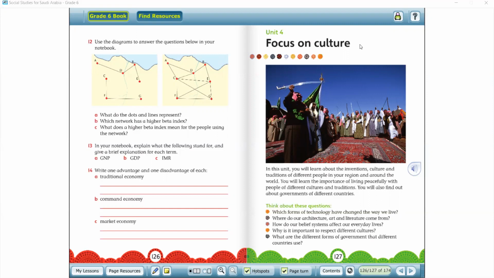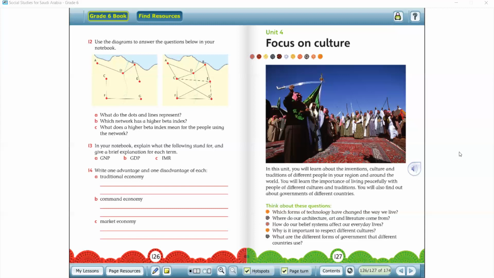The questions that you are going to learn about. Which forms of technology have changed the way we live, as well as where do our architecture, art, and literature come from? How do our belief systems affect our everyday lives? Why is it important to respect different cultures? What are the different forms of government that different countries use?